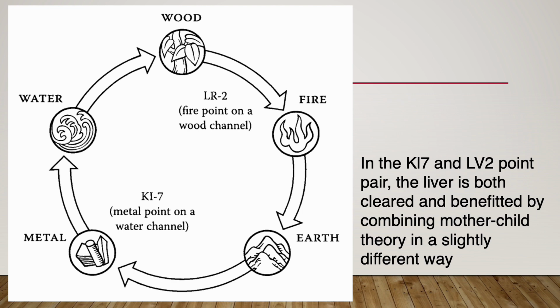Note that this pair involves the combination of five-phase concepts with the Classic of Difficulties transport point theory. The same logic regarding the use of river and spring points that was used in conceiving the lung 8 and spleen 2 point pair is combined with a consideration of five-phase channel relationships. This is the kind of integrative thinking which, when combined with an understanding of organ theory, leads to innovation and flexibility in the clinic.